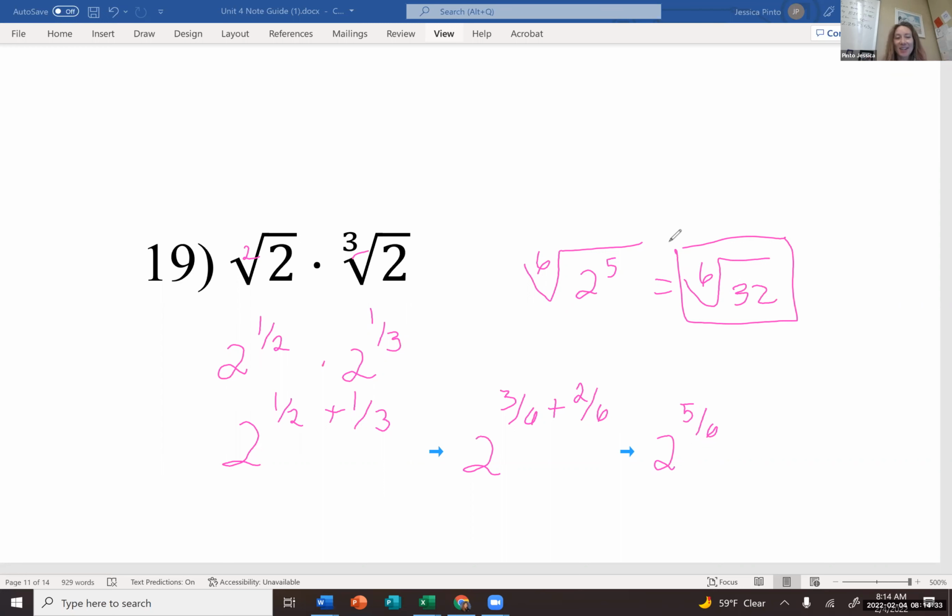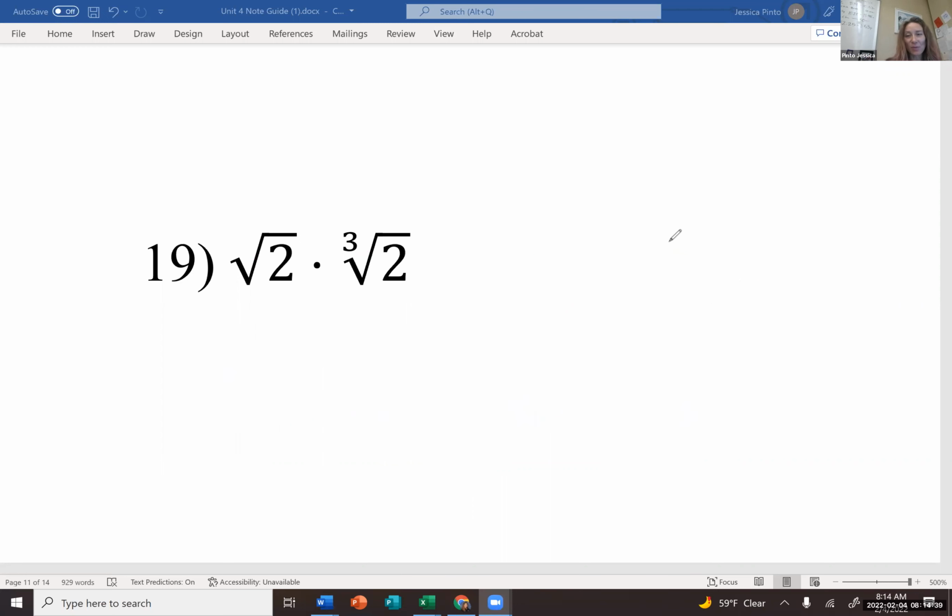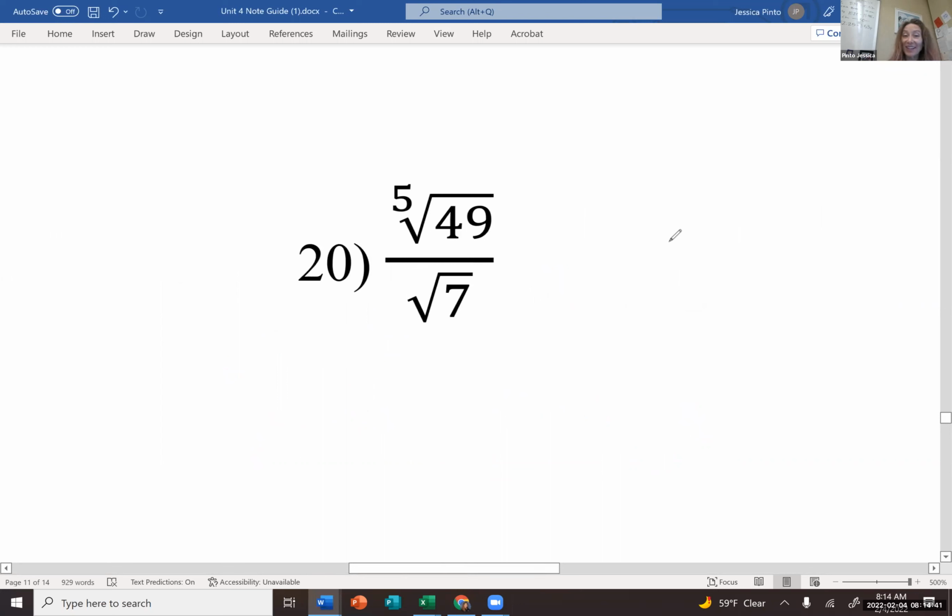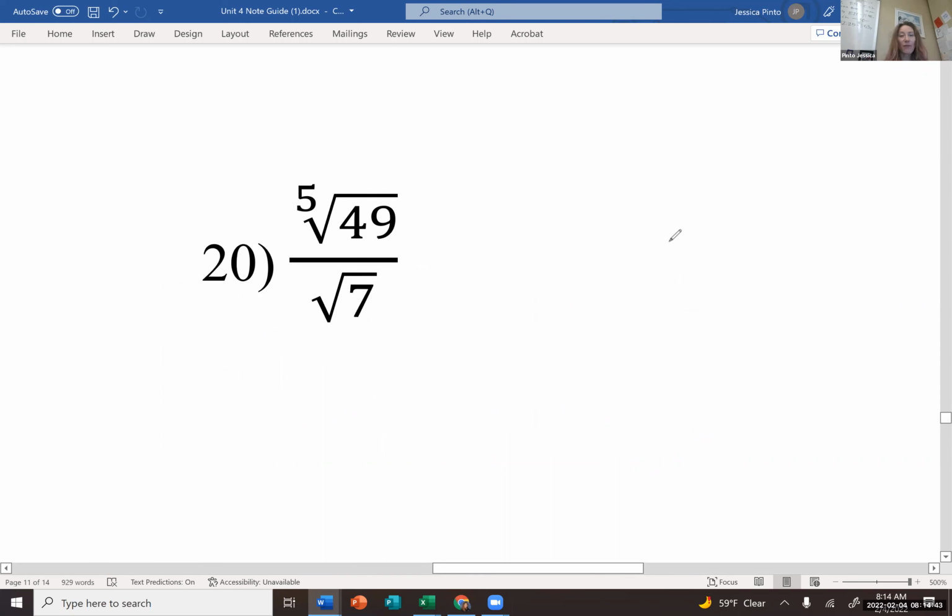All right, 19 was better than 18. Finally, looking at 20, right here, we've got a really interesting problem. So you're like, oh no, it's 49 and 7. They're not the same base. Yes, they are. Let's start by rewriting this as 7 to the 2nd power. You're like, oh, now they're the same base.